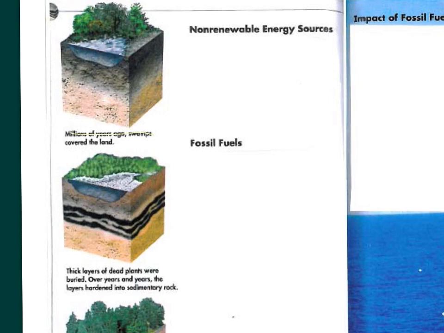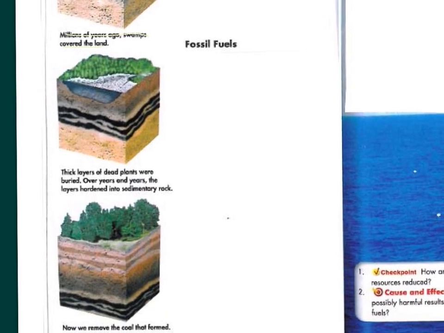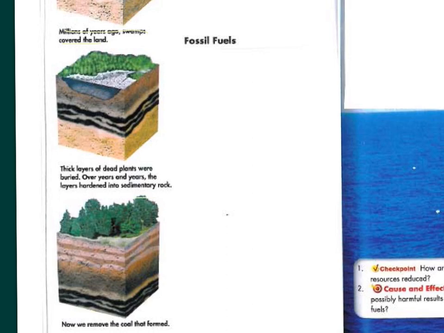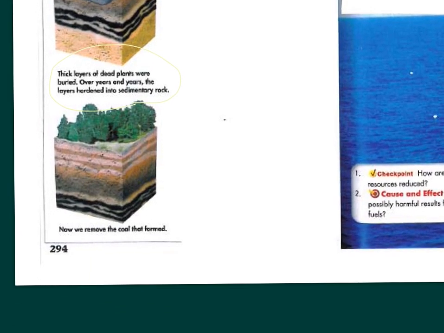Millions of years ago, swamps covered the land. Thick layers of dead plants were buried over years and years. The layers hardened into sedimentary rock. And the last part says, now we remove the coal that formed.